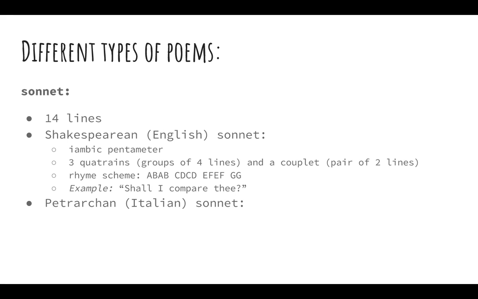There are also Petrarchan or Italian sonnets. So here we see in both types that they are referred to either by their most famous user or by the nationality of that poet. A Petrarchan sonnet is still 14 lines, but structured a little bit differently. Instead of 3 quatrains and a couplet, it's an octave, which is a group of 8 lines, and a sestet, which is a group of 6 lines.